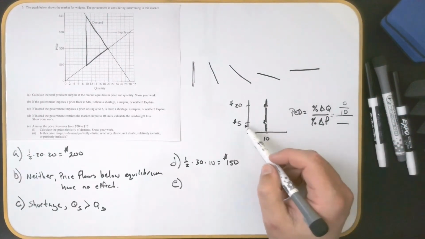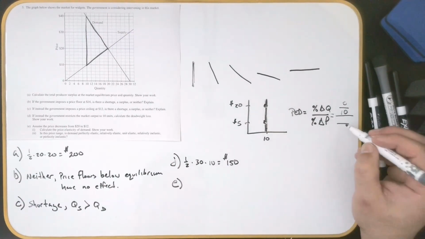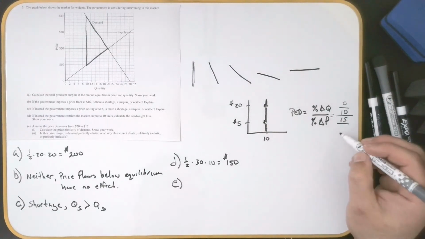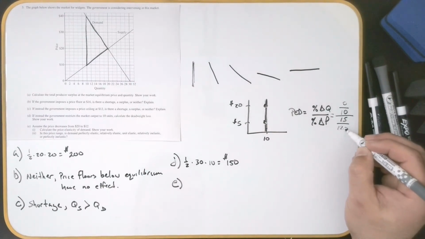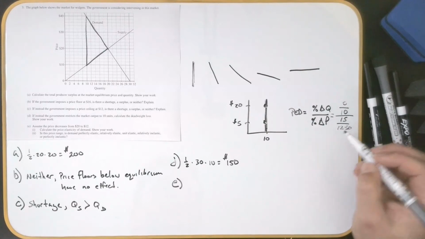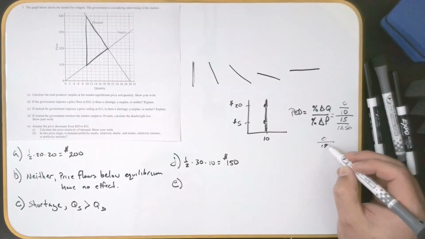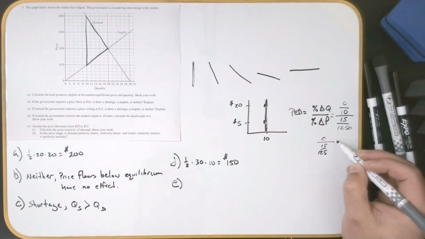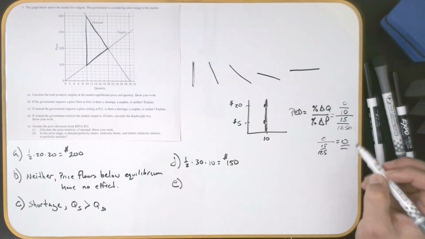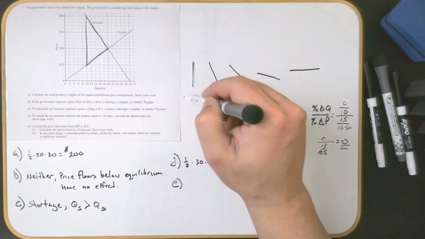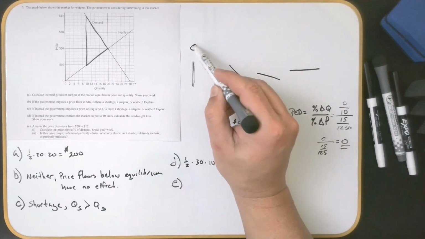Now your percentage change in price, you went from 5 to 20, well that was 15. And your average price here is going to be $12.50. Well, the denominator doesn't even matter, because look at what happens. You wind up with 0 over this fraction right here. And again, it doesn't matter what it is here, you get 0. So the elasticity coefficient for perfectly inelastic is 0.